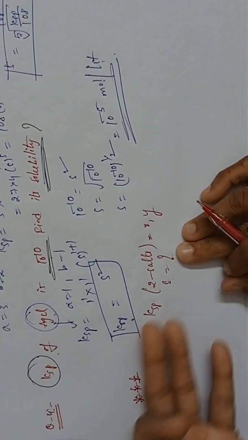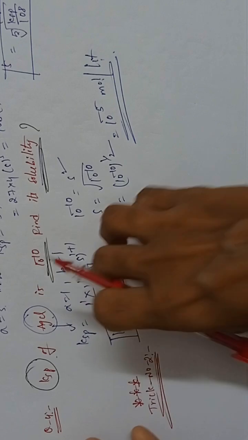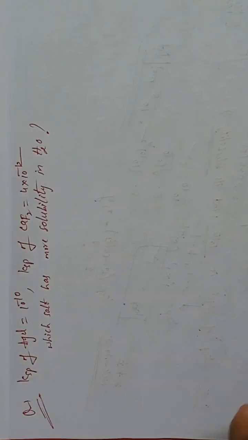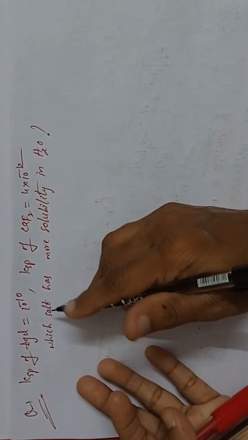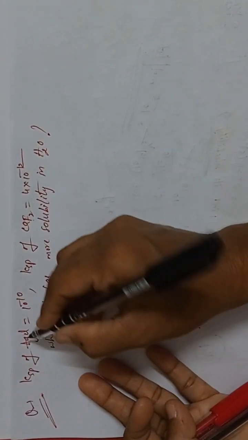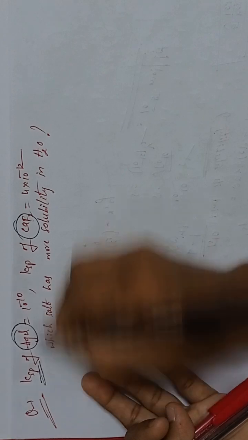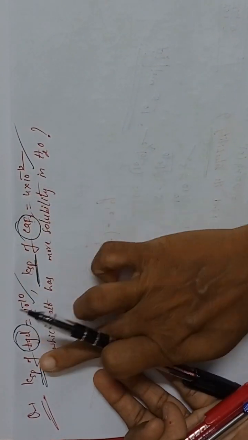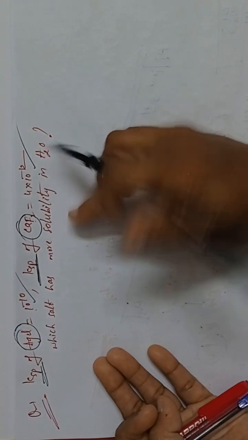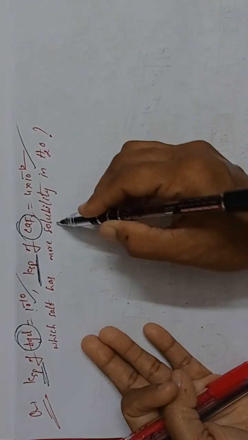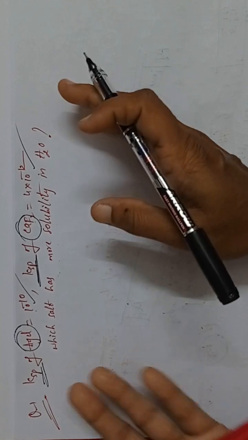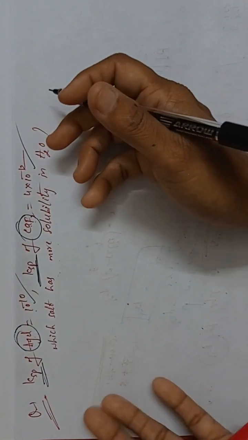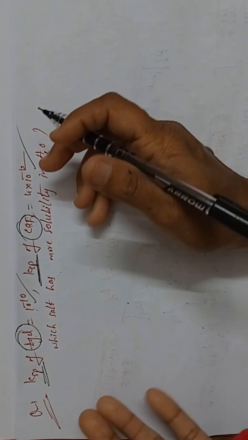Understanding trick number 2. Now see here, based on trick number 2, what questions will you get? Here silver chloride and calcium fluoride, two electrolytes, Ksp values are given. We have to calculate the solubility. The question is which salt has more solubility in water. Which is more soluble in water, they are asking. Understanding? This is the trick number 2 model question.